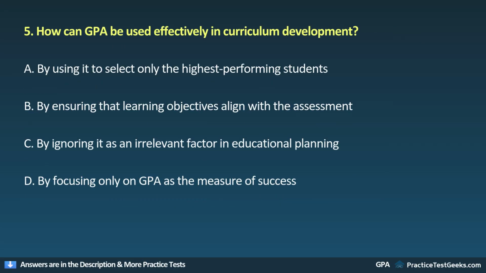5. How can GPA be used effectively in curriculum development? A. By using it to select only the highest performing students. B. By ensuring that learning objectives align with the assessment. C. By ignoring it as an irrelevant factor in educational planning. D. By focusing only on GPA as the measure of success.